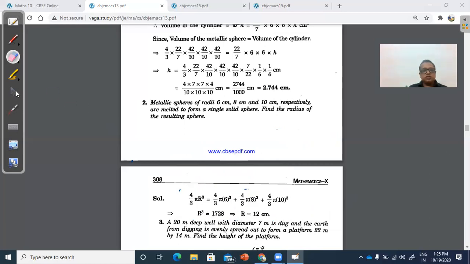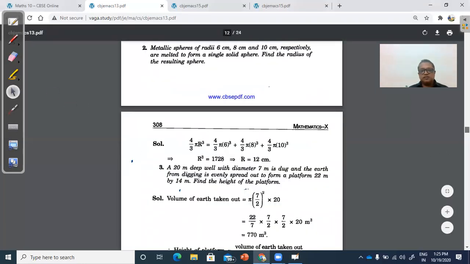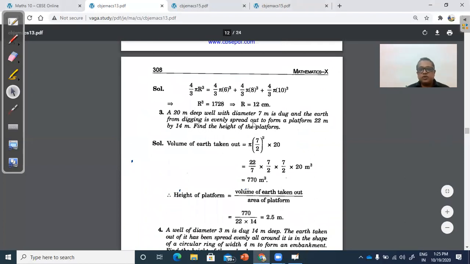So what does question number 3 say? Question number 3 says, a 20-meter deep well with diameter 7 is dug and the earth from the digging is evenly spread to form a platform 22 by 14.